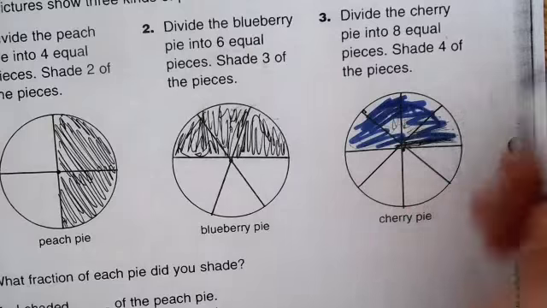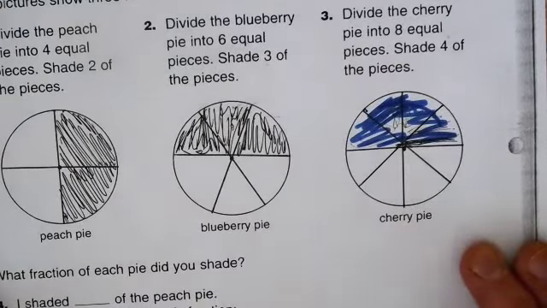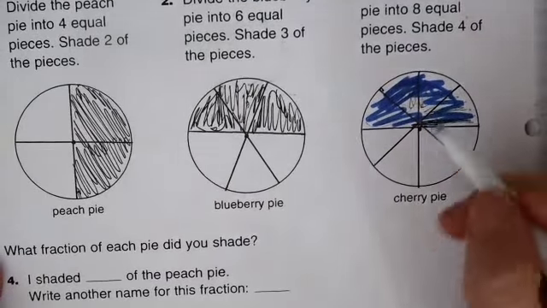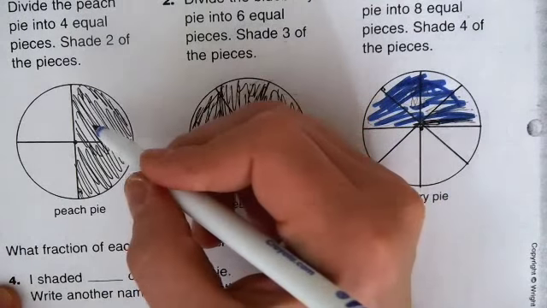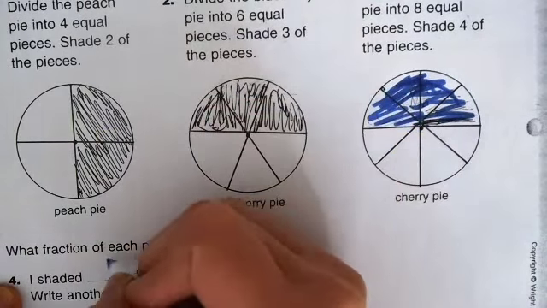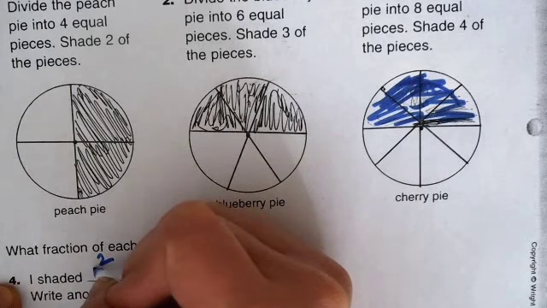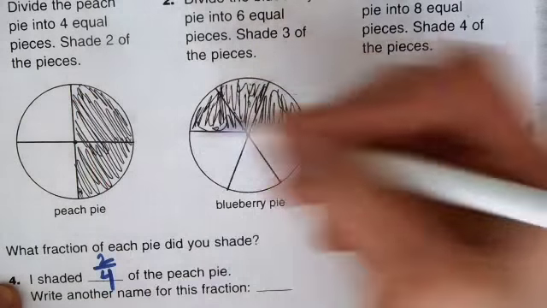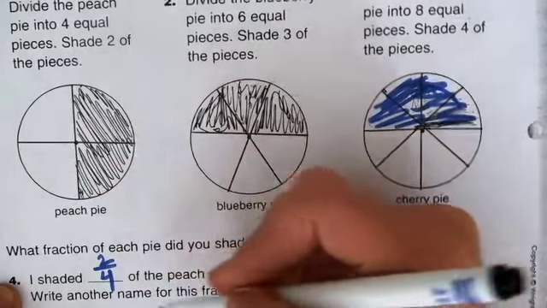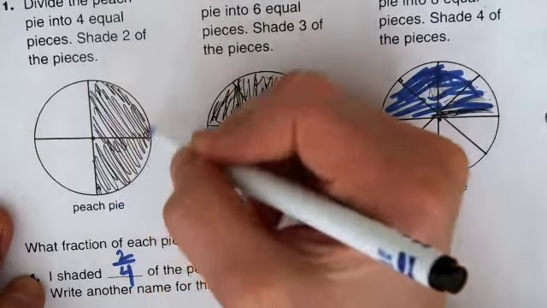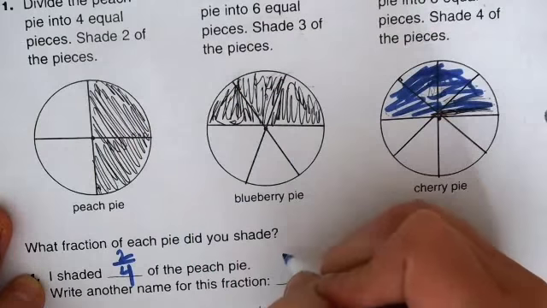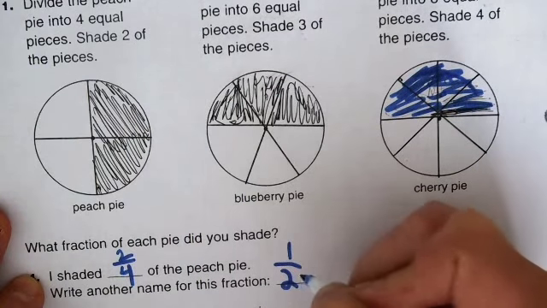Alright. And then, what fraction of each pie did you shade? So then we have to answer these questions down here. So I can see that I shaded 2/4 of the peach pie. 2/4, 2 out of 4. 2 out of 4 pieces, 2/4 of the peach pie. And write another name for this fraction. Well, I know that this is also equal to 1/2 of that peach pie. So 1 out of 2.